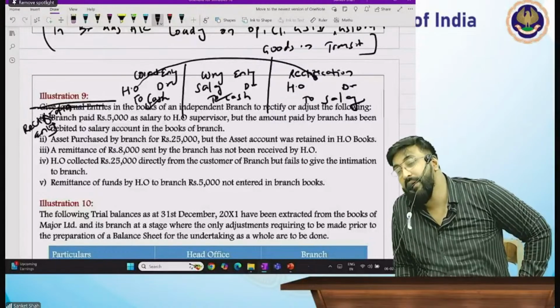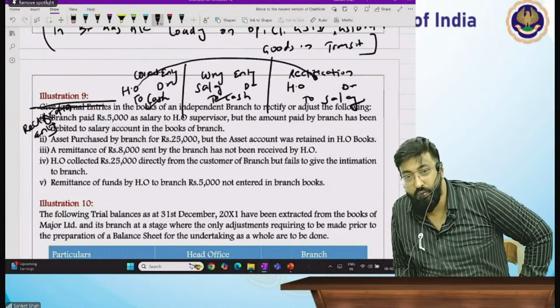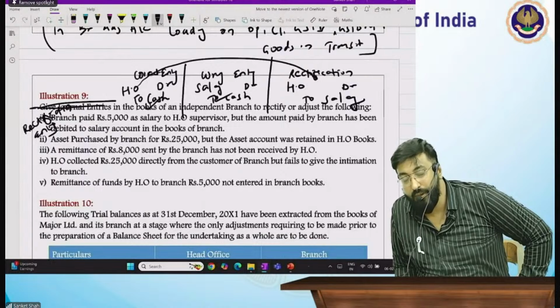So what will be the entry? Head office account debit to cash account. We want only in the books of branch. Yes. A remittance of 8,000 sent by branch, but not received by HO.